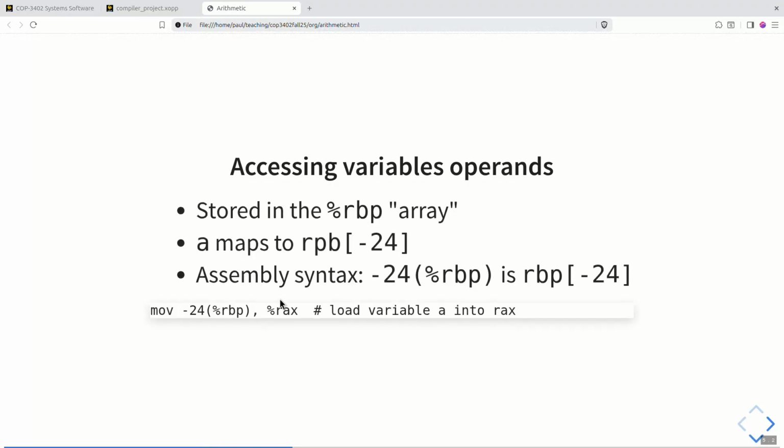Okay, so that's how we access operands. The meaning of operands in our compiler is load from memory. And so that's really what variables are, right? Variables are storage. They represent storage.